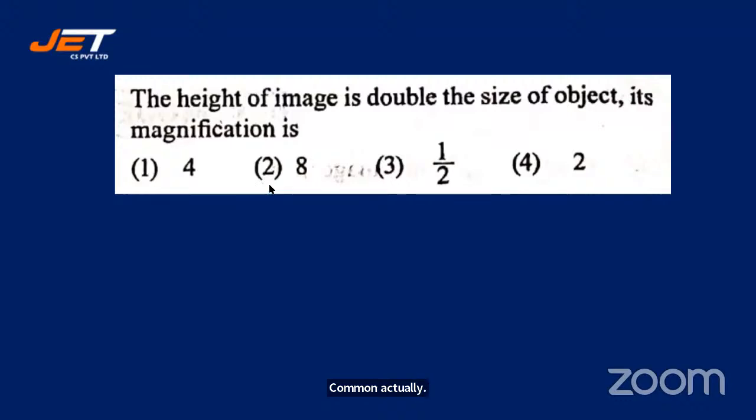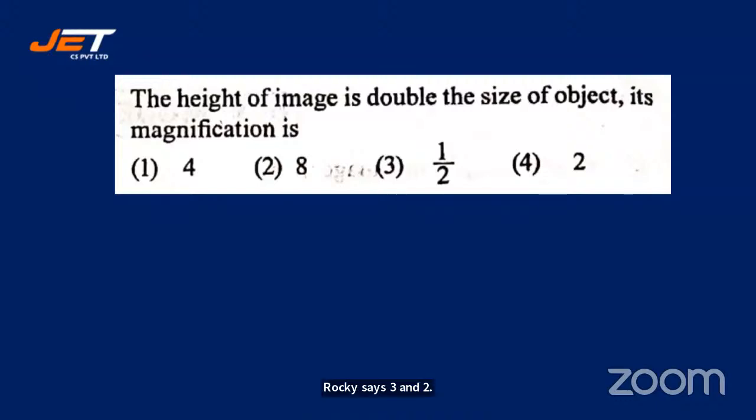The height of the image is double the size of the object. Its magnification is... Image size, object ante double undi. Be careful. Object double unda, image double unda. Rakhi says 3 and 2.